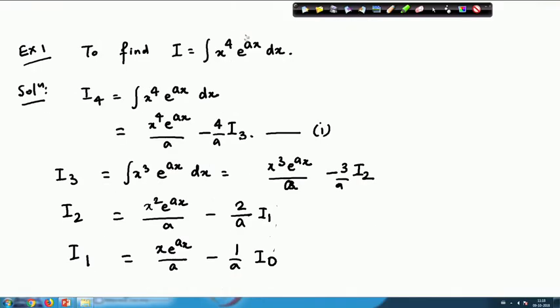So you can play with any power here. Instead of x to the power 4, we can even take x to the power 20, and then you just calculate I20, I19, I18, I17, up to I0, and then you put them together, and that will give you the value of I20. So this one was pretty straightforward.